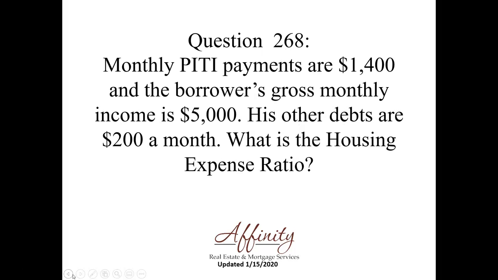Question 268. Monthly PITI payments are $1,400 and the borrower's gross monthly income is $5,000. His other debts are $200 a month. What is a housing expense ratio?